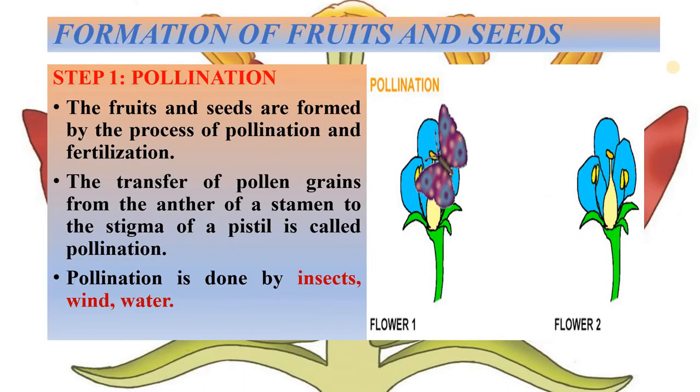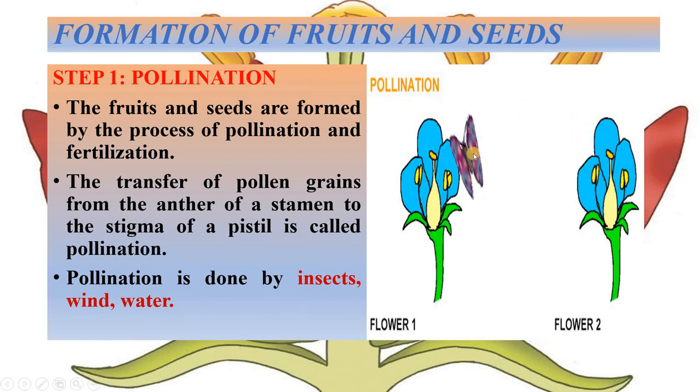Now, we will discuss the formation of fruits and seeds. So, step 1 is the pollination. The fruits and seeds are formed from flowers by two processes. One is the pollination and another one is the fertilization. First step is pollination. What is pollination? Pollen grains, I have said what is pollen grain. That is the male reproductive cell. Now, the transfer of pollen grains from anther of a stamen to the stigma of a pistil is called pollination.